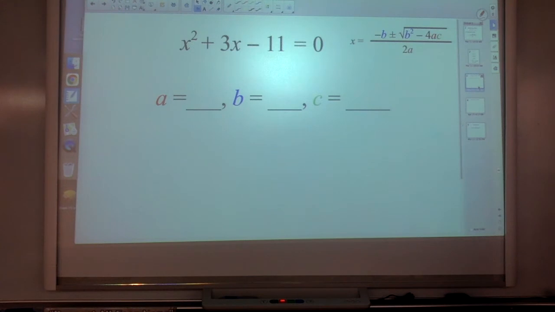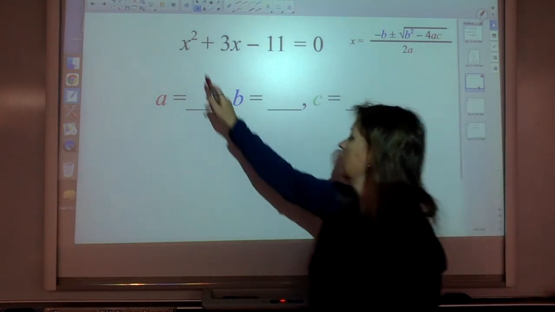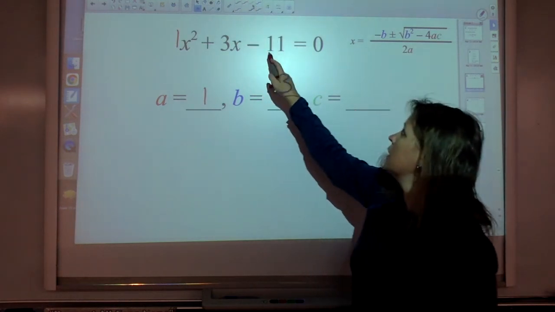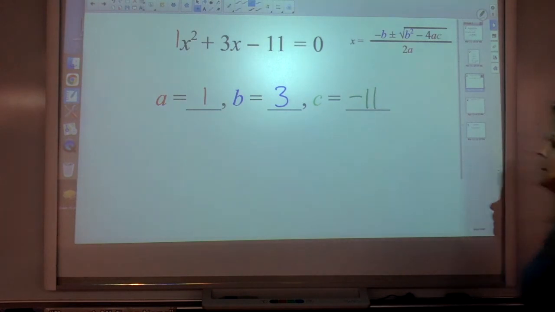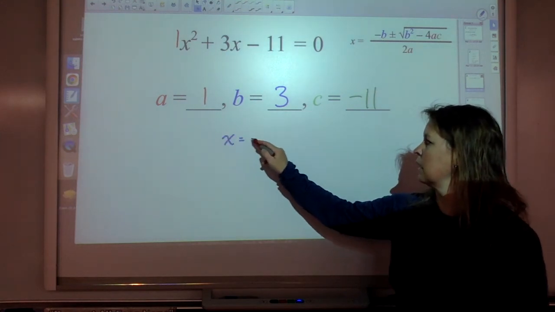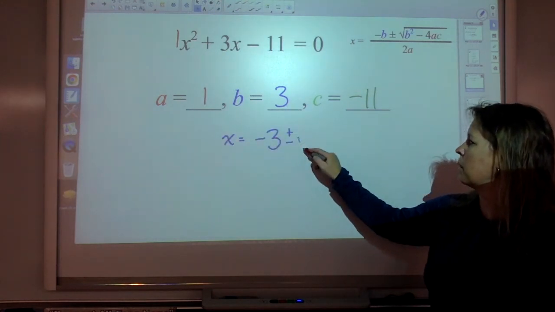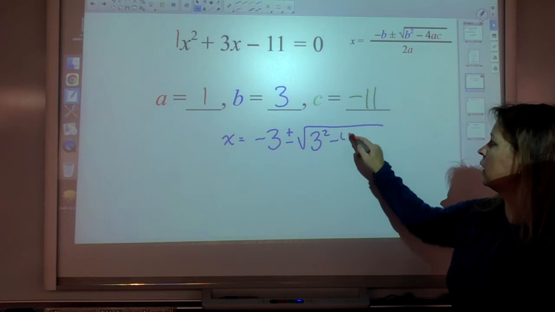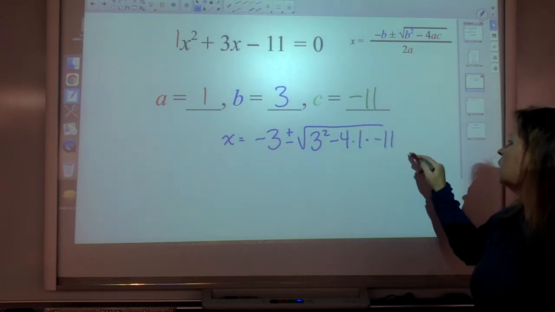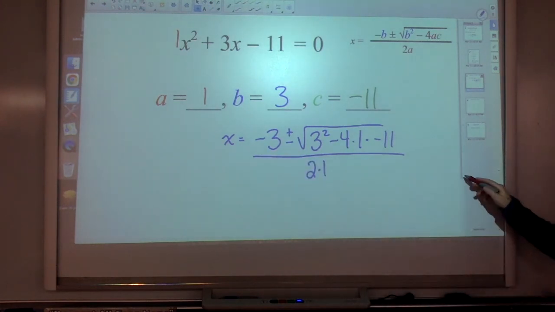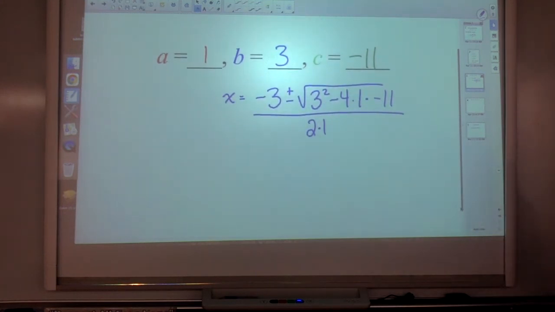We'll try 2 more of these for practice. x squared plus 3x minus 11 equals 0, which means A equals 1 in this case, B equals 3, and C equals negative 11. So again, we have a positive A, a positive B, and a negative C. This will start out as x equals negative 3, the opposite of B, plus or minus, are you singing that song in your head? Plus or minus the square root of 3 squared minus 4 times A times C, all over 2A. You can put 2 times 1 if you want to know that you actually did 2 times 1. You could just put 2 if you're a step ahead of yourself.